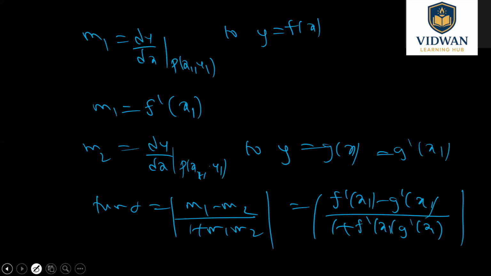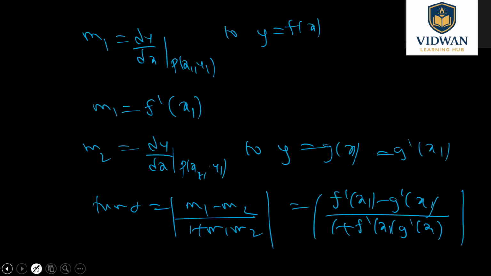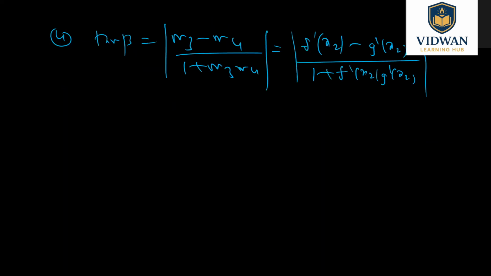Similarly, we can also find out for the other case, that is, if you have to find out tan beta, you can write this as modulus of m3 minus m4 by 1 plus m3 m4. Where m3 is the slope of tangent to f of x curve at x2, so f dash of x2. m4 is for the other curve, so g dash of x2, by 1 plus f dash of x2 into g dash of x2. So use this to find the angle. So what are m3 and m4? The tangent to the first curve has a slope m3, tangent to second curve has a slope m4. Then tan beta is given by the same formula, mod of m3 minus m4 by 1 plus m3 m4, and you can calculate using this.